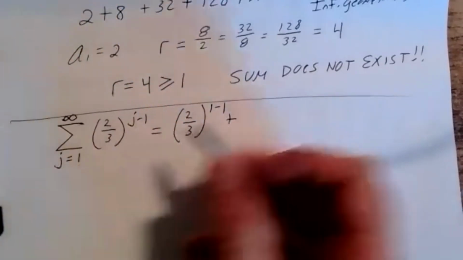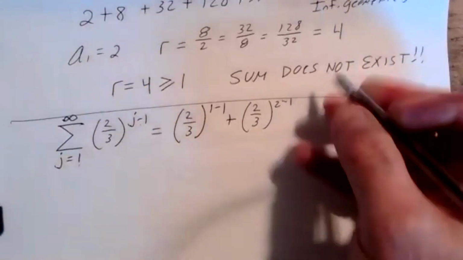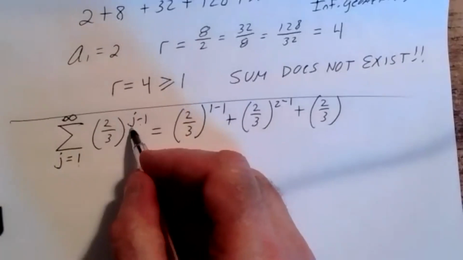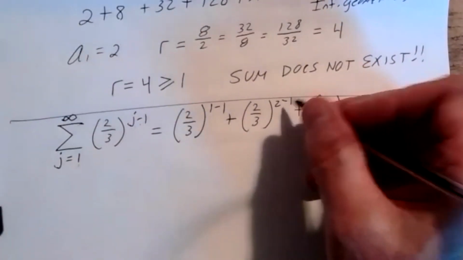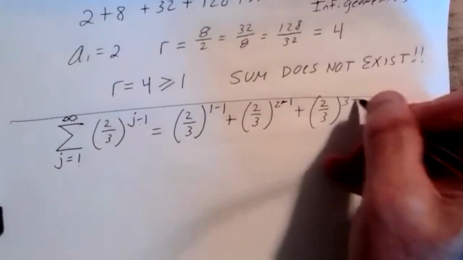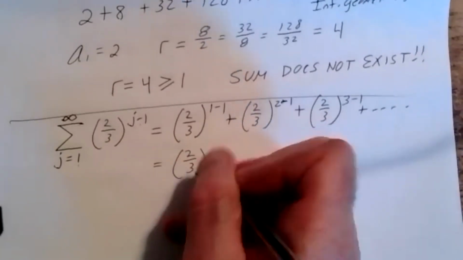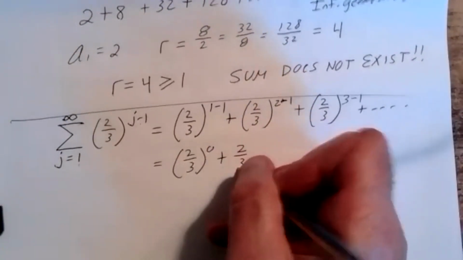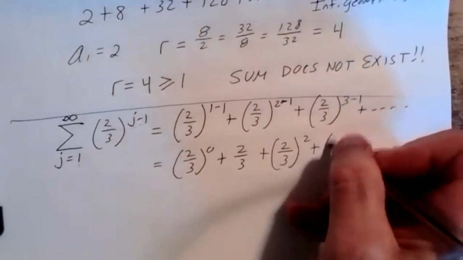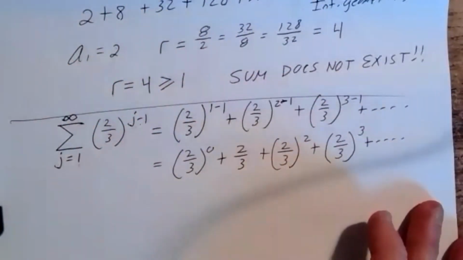Then j goes to 2, so we have 2/3 raised to the 2 minus 1 power. Then j goes to 3, which would be 2/3 to the 3 minus 1 power, plus on and on this goes forever. So this is really going to be 2/3 to the 0 power, plus 2/3 to the first power, plus 2/3 squared. I'll bet dollars to donuts the next one will be 2/3 cubed, plus ... on and on that goes.